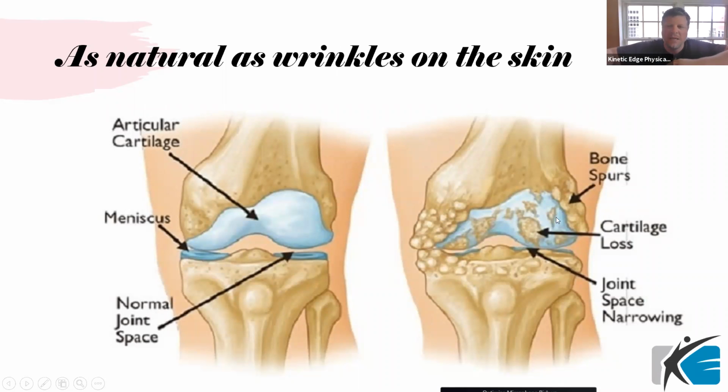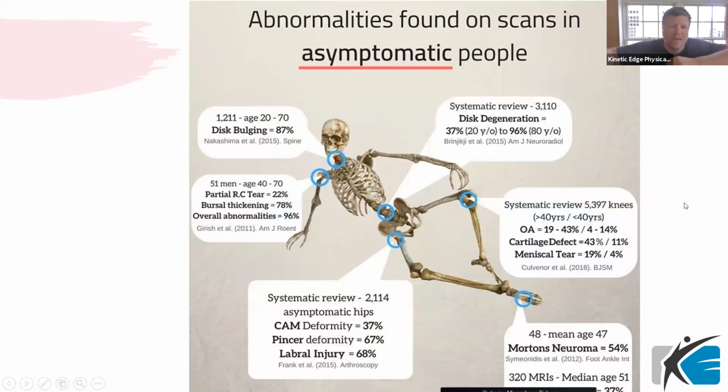But I will tell you that these changes that occur as time goes by are as natural as wrinkles on the skin. And we don't do wrinklectomies, at least not because of facial pain. So there you have it. That's osteoarthritis. I'm not going to go into a ton of detail, but you'll find that if you take MRIs or x-rays of any joint, the prevalence of problems is much more significant than the prevalence of pain.